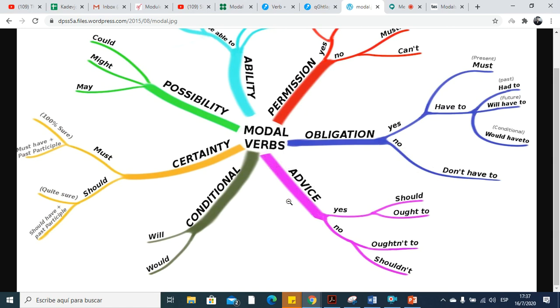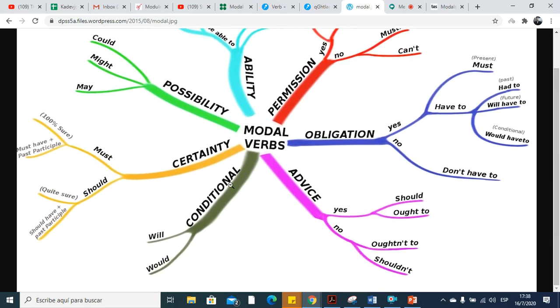Por otro lado, si usamos advice, es decir, si damos un consejo, si el consejo tiene un valor que sí, podemos usar should o podemos usar ought to. Si el consejo tiene un valor que no, es decir, un valor negativo, podemos usar shouldn't o podemos usar oughtn't to, pero este no lo uso y realmente esto está muy descontinuado, así que no le vamos a prestar atención a eso, sino que simplemente a shouldn't, should not. Shouldn't is a contraction for should not.